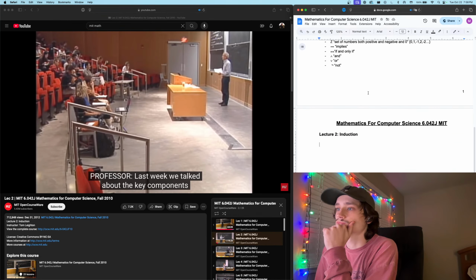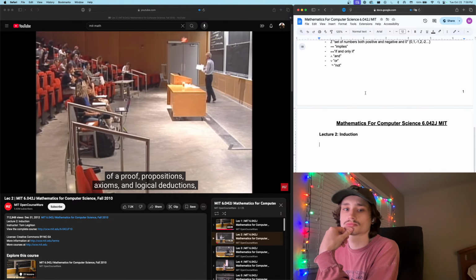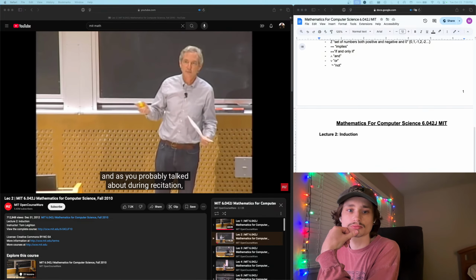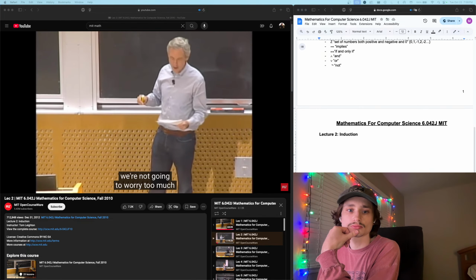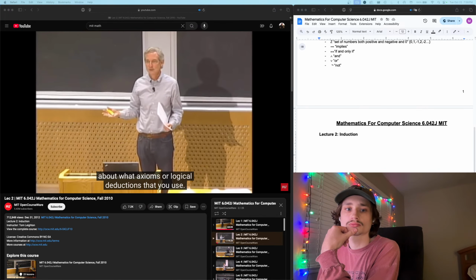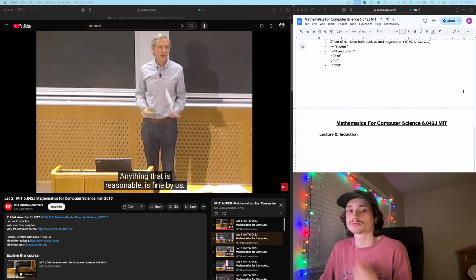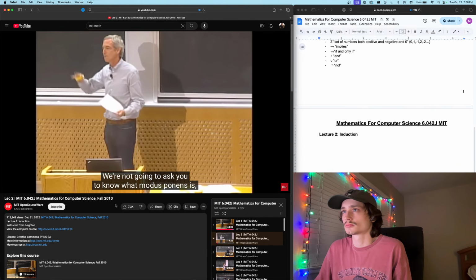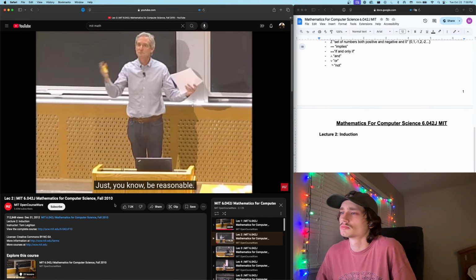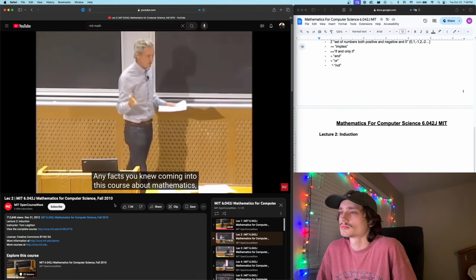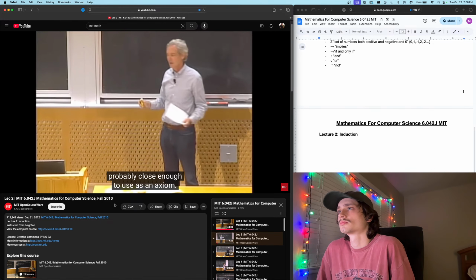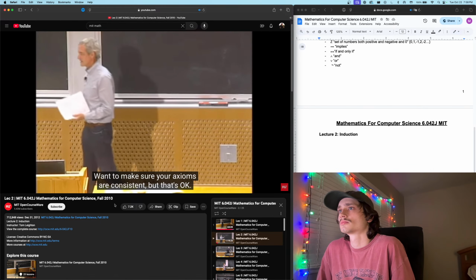Last week we talked about the key components of a proof: propositions, axioms, and logical deductions. And as you probably talked about during recitation, we're not going to worry too much about what axioms or logical deductions you use. Anything that is reasonable is fine by us. We're not going to ask you to know what modus ponens is or to label some law when you make a logical deduction. Just be reasonable. Any fact you knew coming into this course about mathematics is probably close enough to use as an axiom. You want to make sure your axioms are consistent, but that's OK.